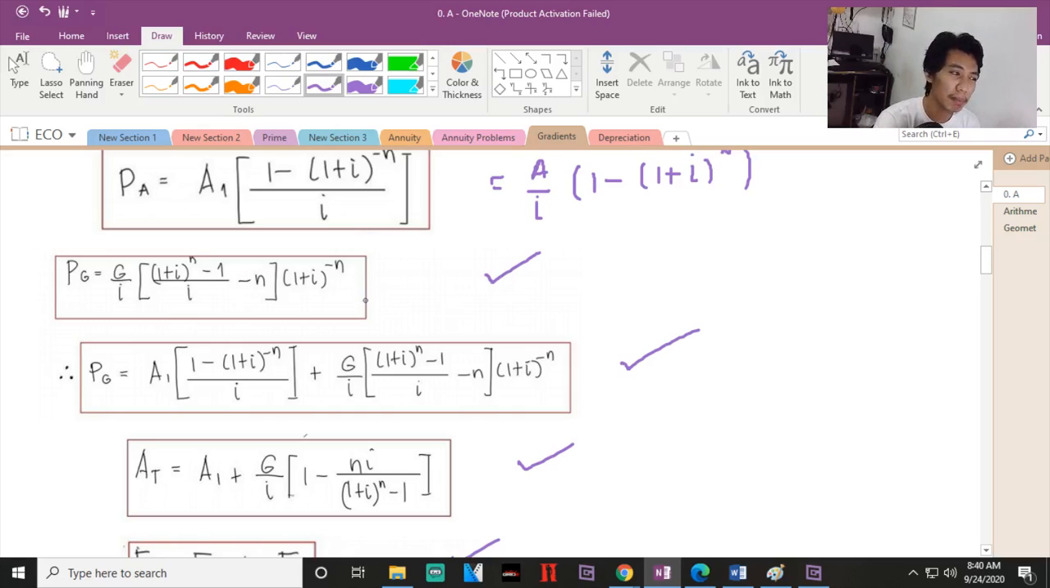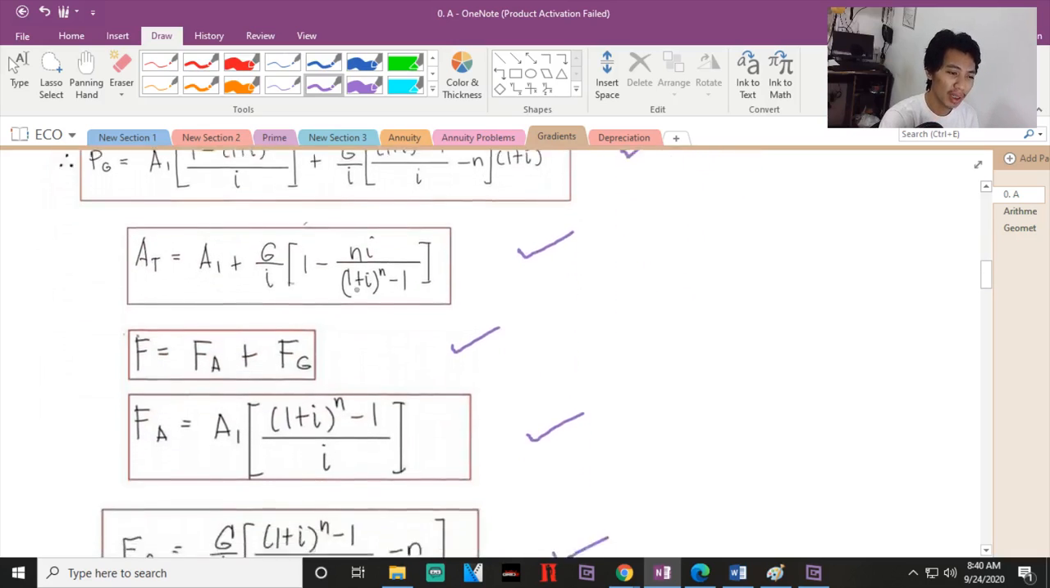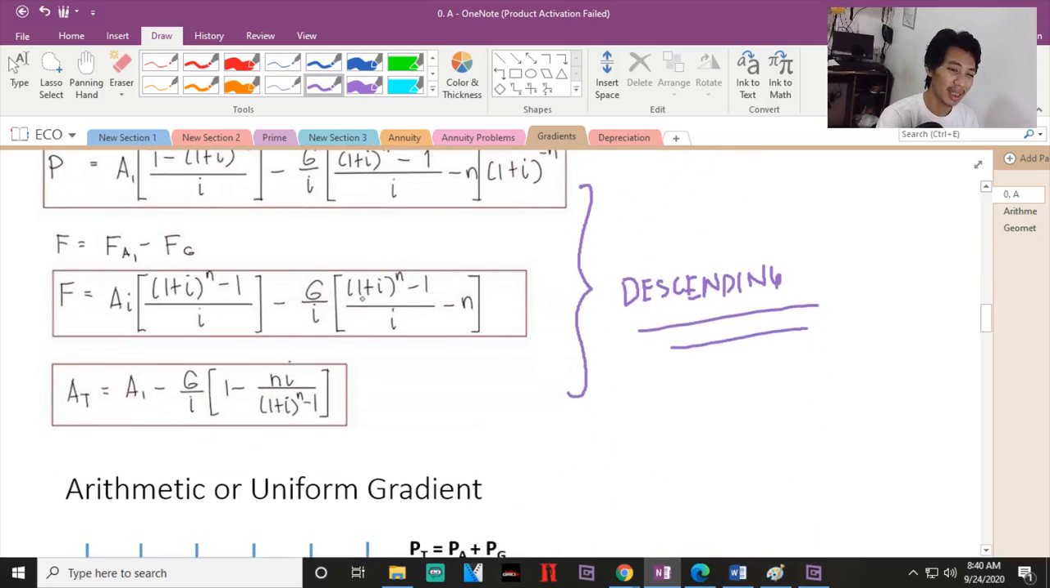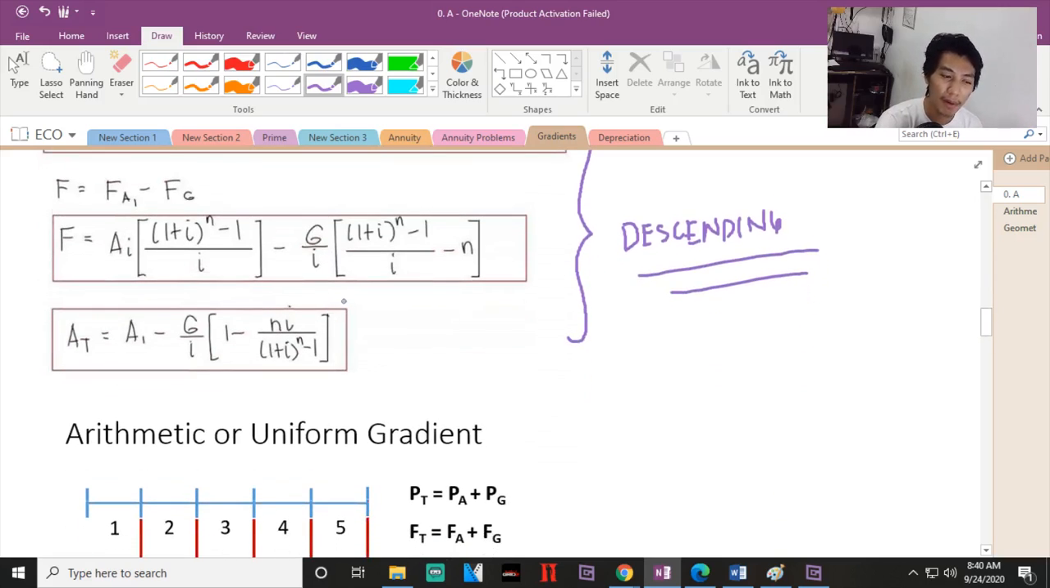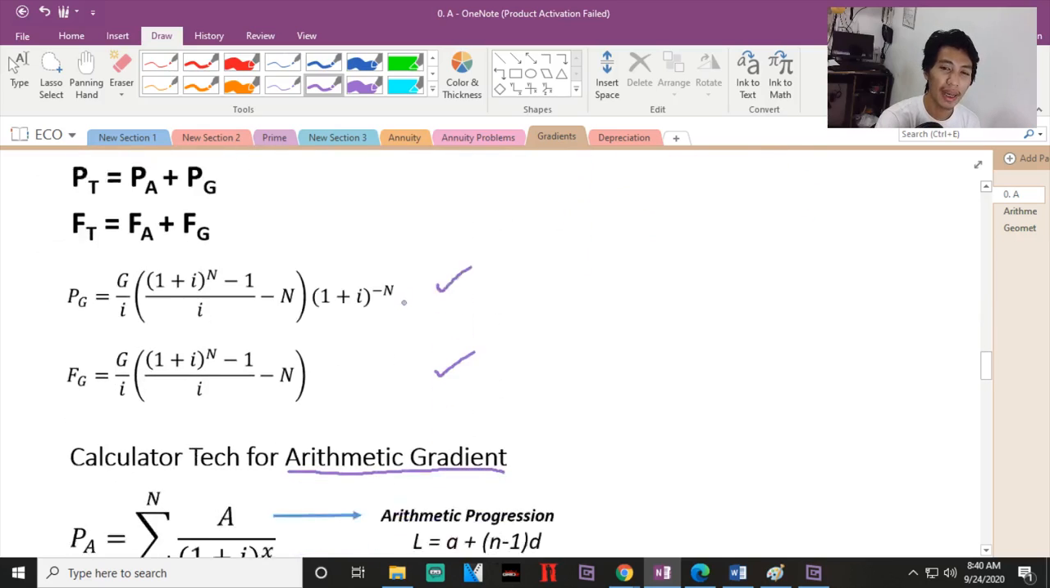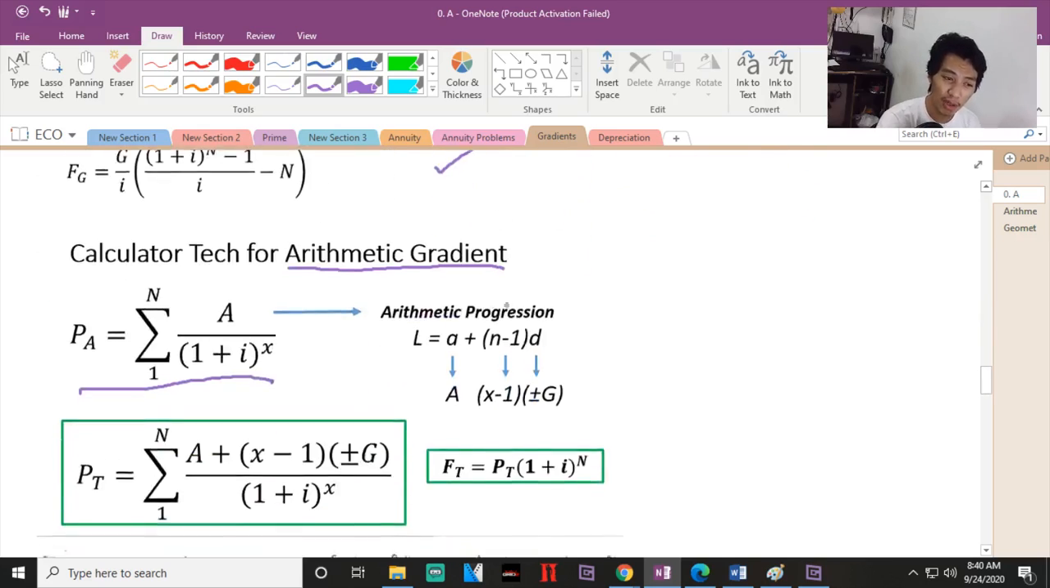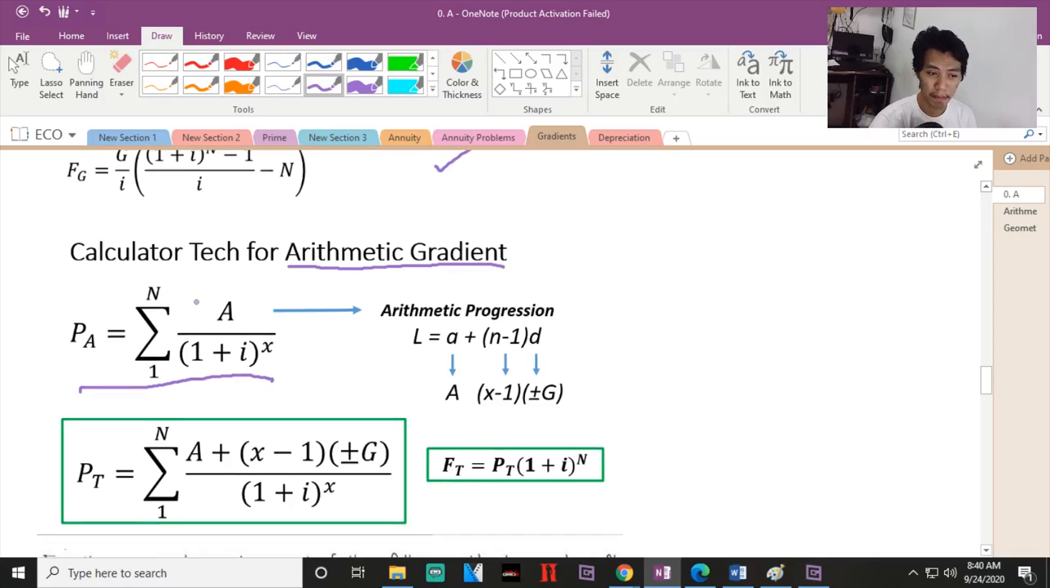Lahat pa direct sub. Ito, tignan mo, ang haba, oh. I dare not memorize the following formula. What I have to do, the most efficient way is to use this. Sir, maganda itong formula to. Yes, maganda yung formula yan. Tignan mo yung arithmetic progression, para lang yung gradient. I-translate lang natin yung gradient.